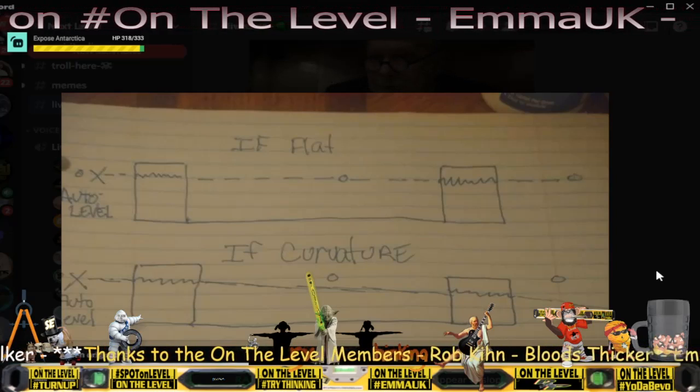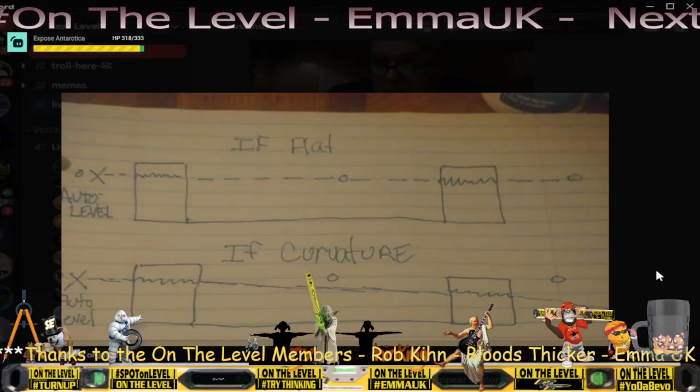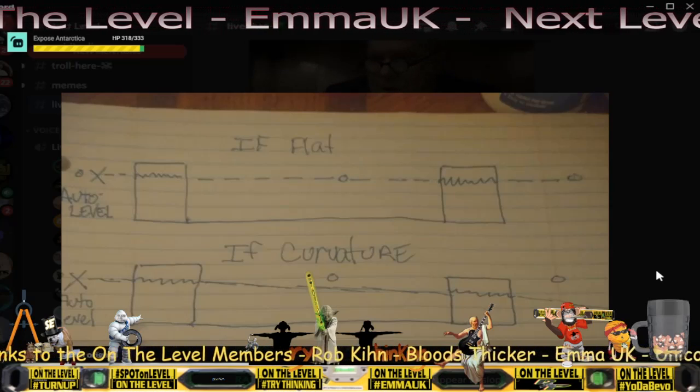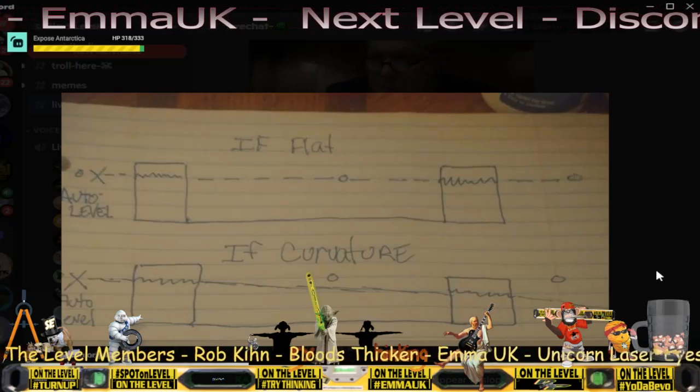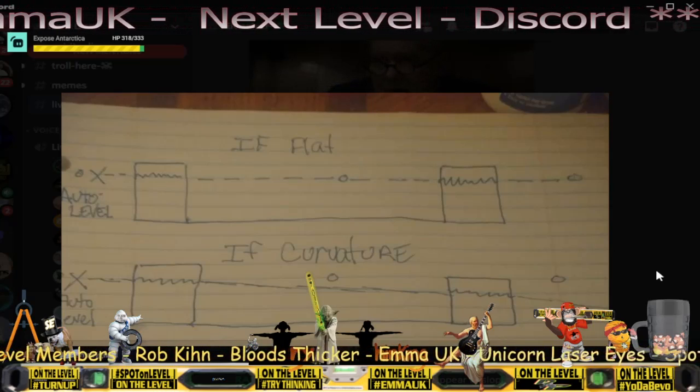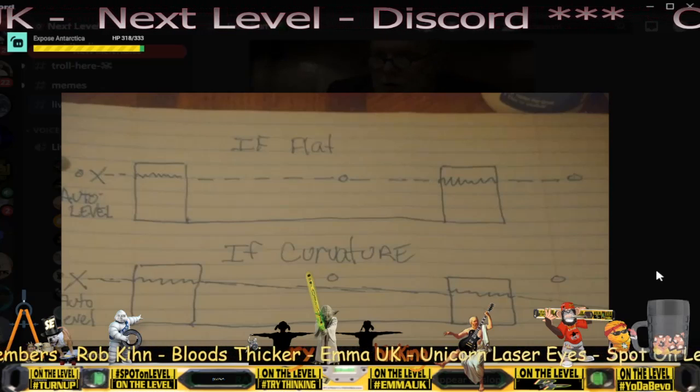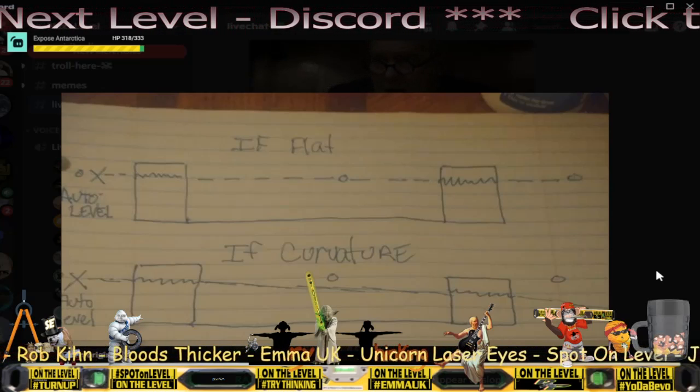That is what you would see. Put the auto level on the other side, Sean. What would you see? The same thing going the other way. What do you mean the same thing? The same thing as what? You would see a slope. You would see a drop.